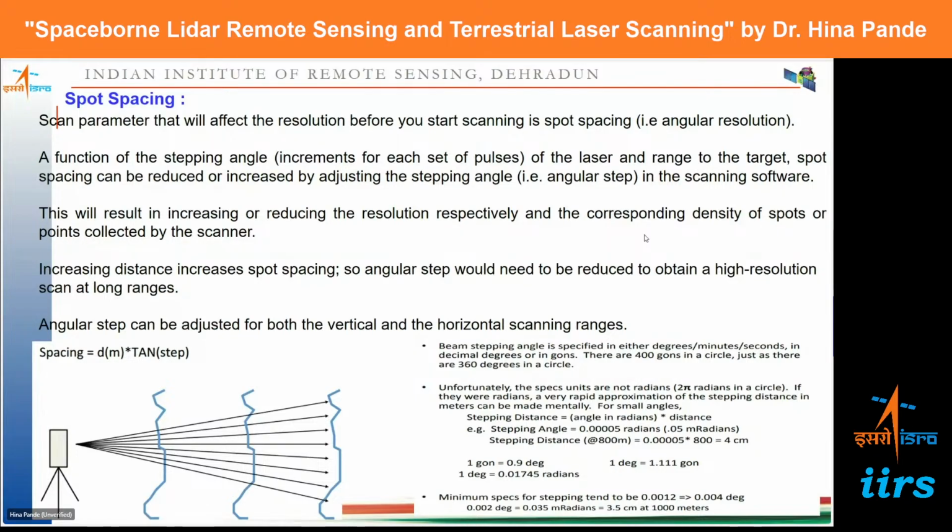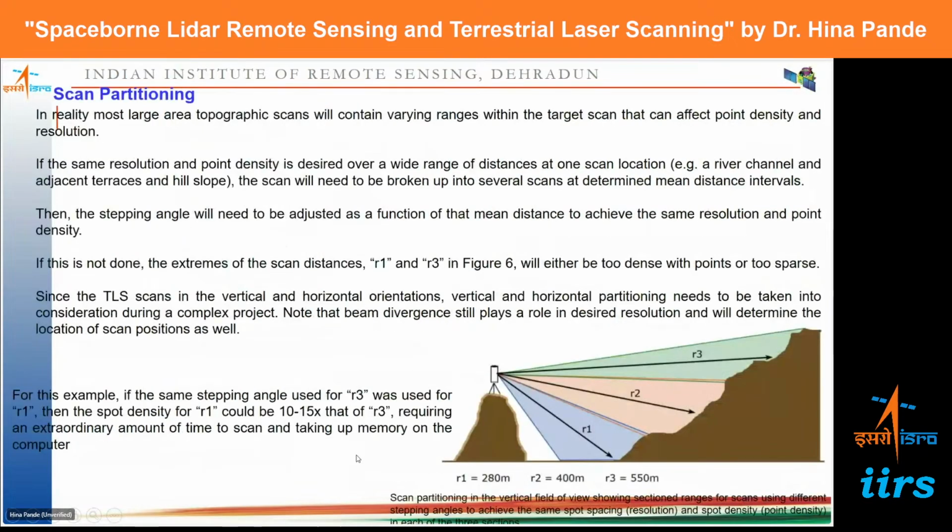So if the object to be scanned is at a long range, then we will have to reduce the angular step to obtain a high resolution point cloud. Now, angular step can be adjusted for both vertical and horizontal scanning ranges. Then, if the area is large, we will have to partition the area into different regions and then do the scans. So we may have to partition it into 2, 3, 4 areas.